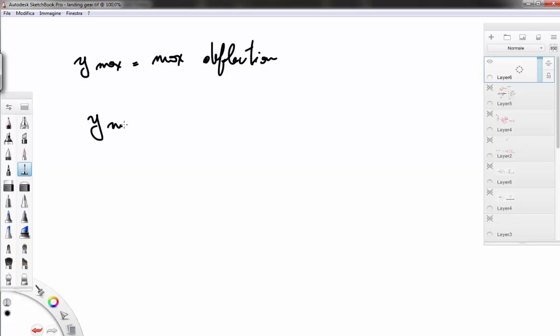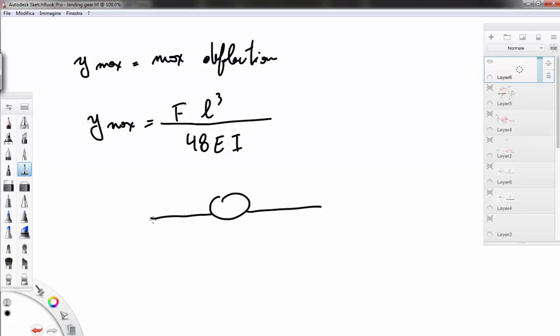and this can be calculated with this formula: F L cubed over 48 EI. F is the force applied to the beam, which in this case is our main spar, and L is the length. Sorry. This is L.